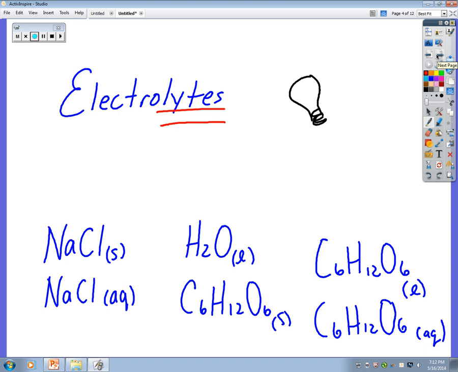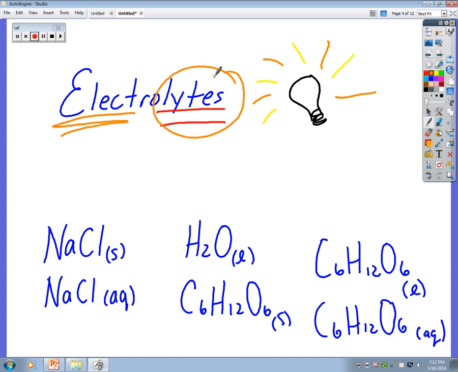That takes us right into electrolytes. Electrolytes are just that. It's something that lights a light bulb. So what lights a light bulb? Think about that. Electricity. So something that lights a light bulb, how convenient, has to have something that has electricity or the potential for it. So you need something that's aqueous, that has ions.